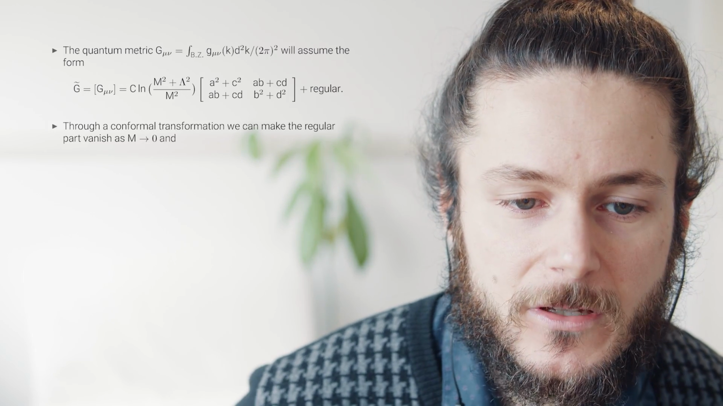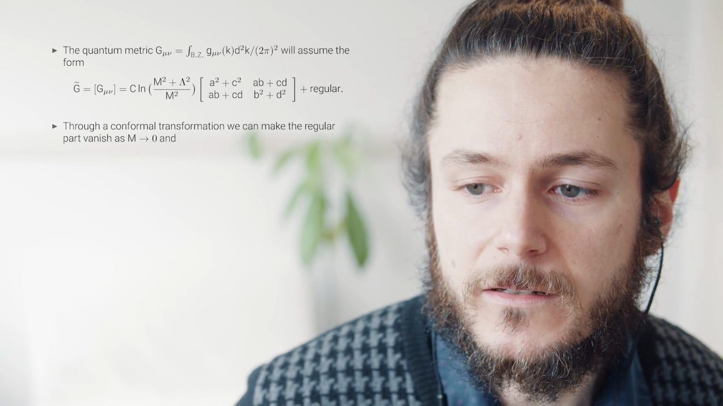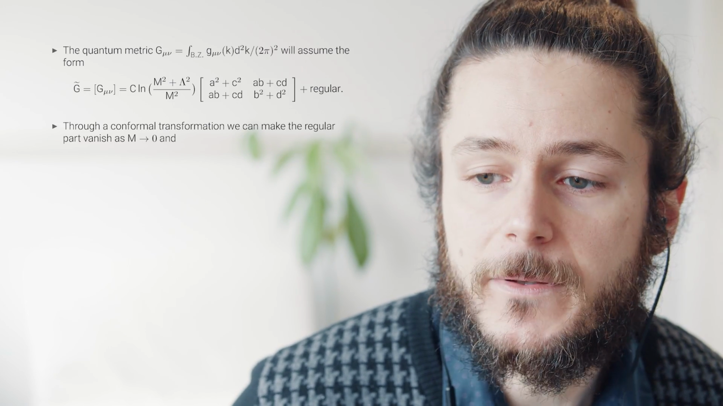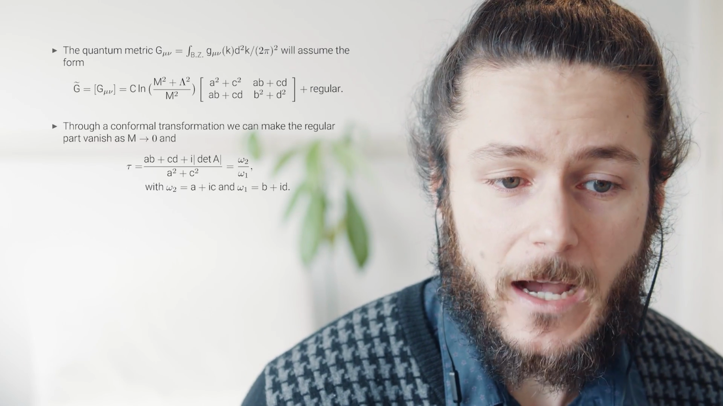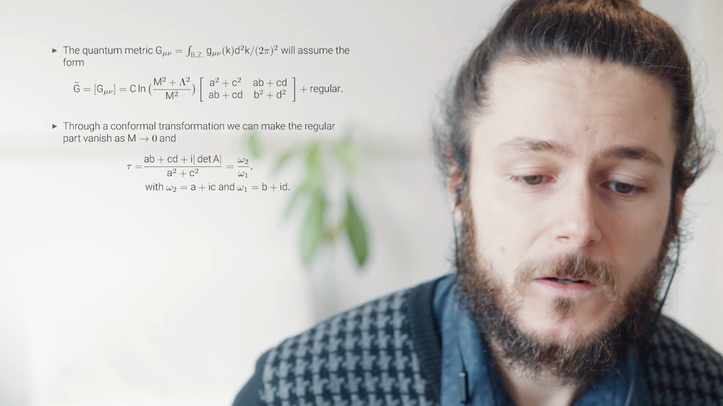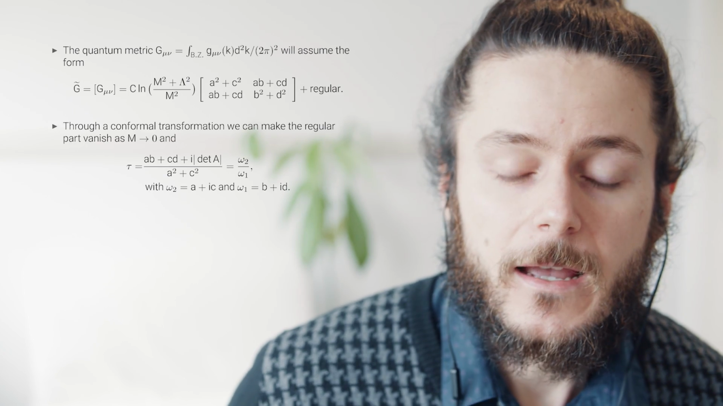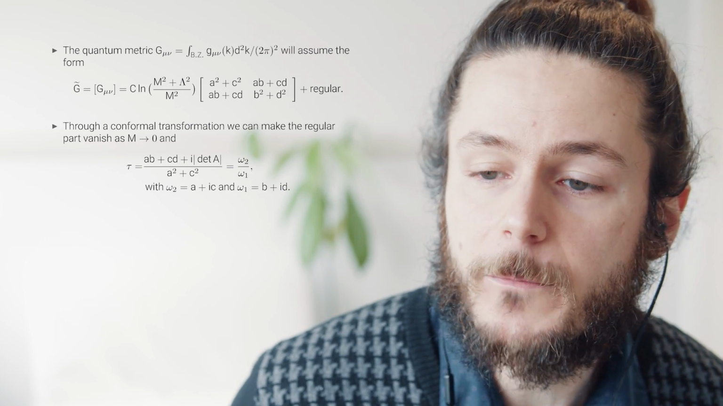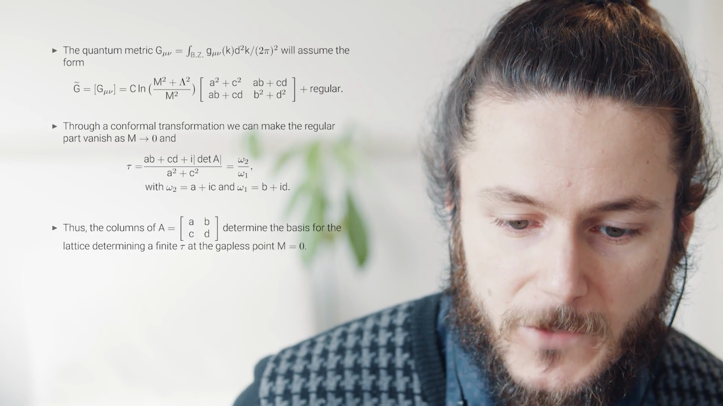Through a conformal transformation, I can pass this multiplicative constant to that part here. And we see that since m goes to 0, this thing blows up. I can make the regular part go to 0. And actually tau, given as that ratio of matrix elements, will go to this form here in terms of the coefficients a, b, c, and d. But more precisely, this will be given as a ratio of two complex numbers, which correspond to the columns of the matrix A. Okay?